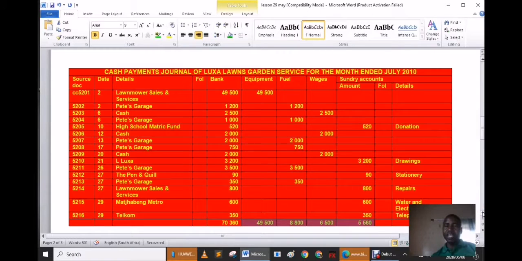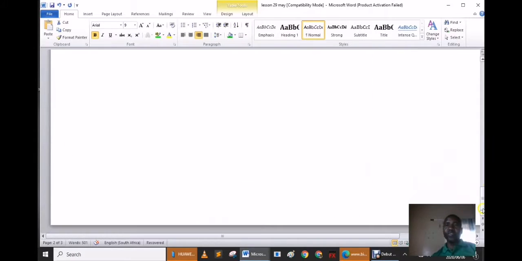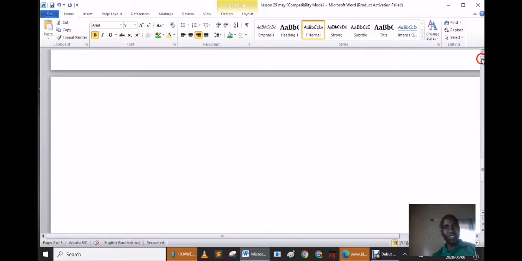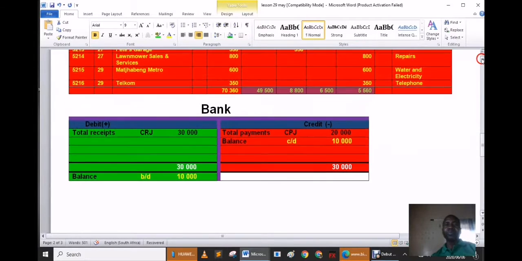Then at the end of the month, we have to post the totals of the bank columns to the general ledger. So in the general ledger, we have different accounts. The most important account that we want to concentrate on now is the bank account. So let us try to understand what is going to happen in the bank account. I'm having these figures that I'm just going to use for an example. Then we balance our bank account using the figures that we got.